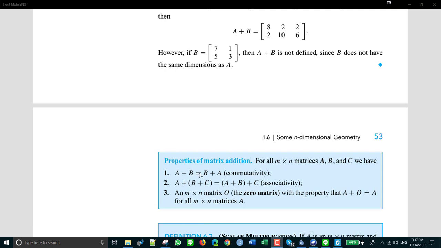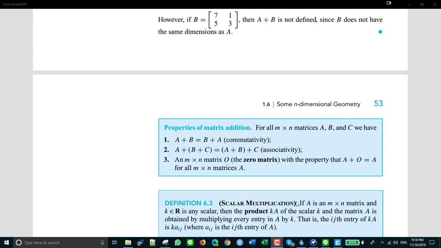And A plus B is equal to B plus A, and this is also true for associativity. And the zero matrix with all zeros is the identity matrix, we call it, for addition of matrices, because A plus 0 gives you the identical thing back again, gives you A back again.